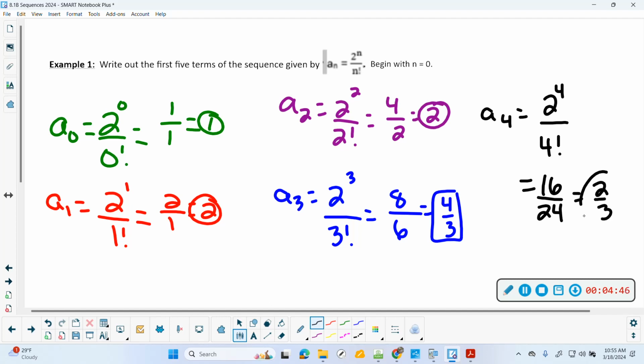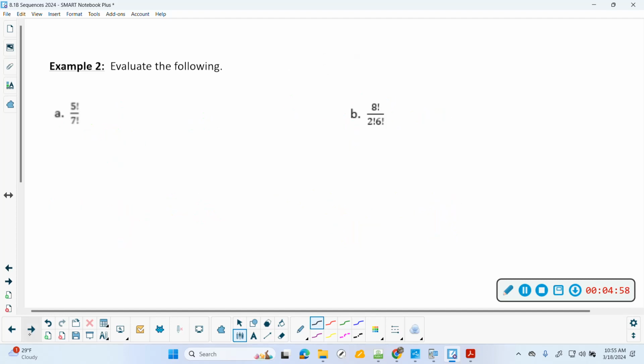Got it. So this is why I said to bring your calculators today, because like I said, we're working our way up to doing the sum of these terms. You would have to add those up with the fractions. I know how some of you love fractions. No judgment. Okay, evaluate these. Now, let's talk about them.